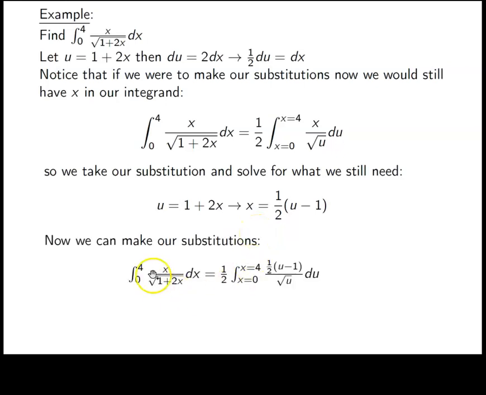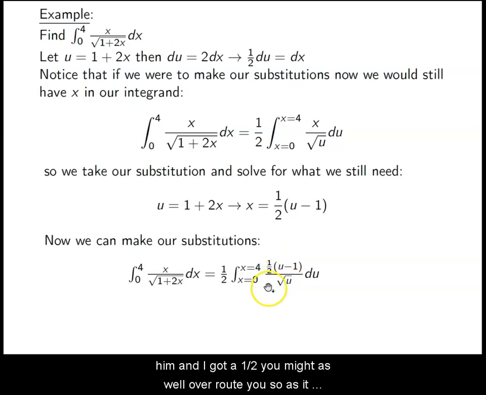So now my integral is 1/2. Here I'm keeping the bounds in terms of x, deciding not to change them, and I got a 1/2 u minus 1 over root u. As it stands, it still looks like something I'm not able to integrate, so I want to simplify things first as much as possible. So I'll distribute this 1/2 back to the outside, and then notice that I'll have u over root u, and I'll have 1 over root u.